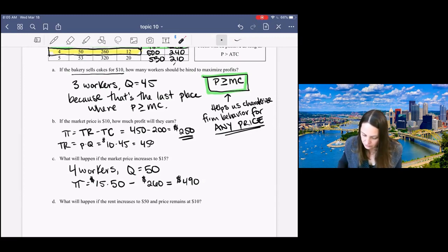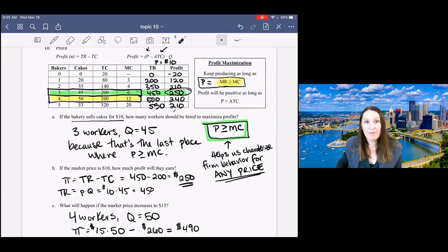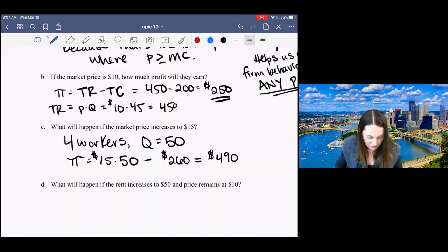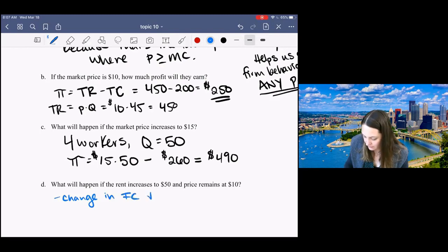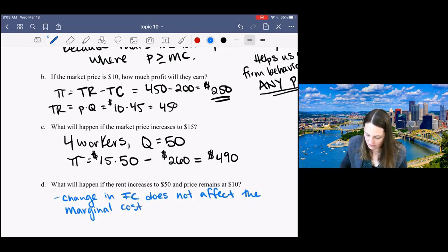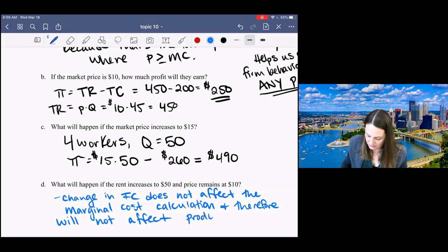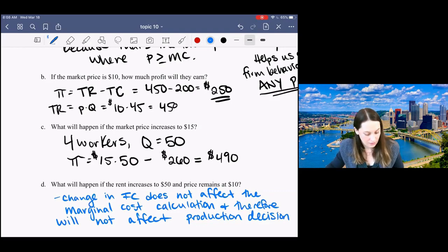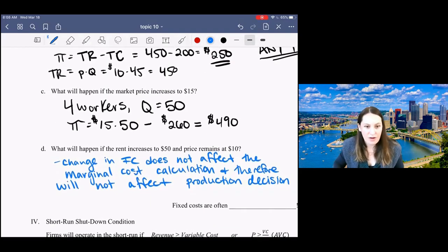But does that affect my decision of how many workers to hire? A change in fixed cost will not affect our marginal cost calculations, and therefore will not affect the production decision. However, it will affect profit.